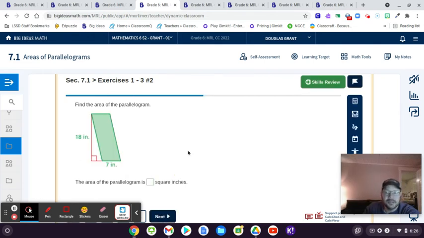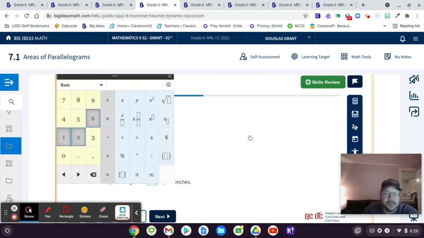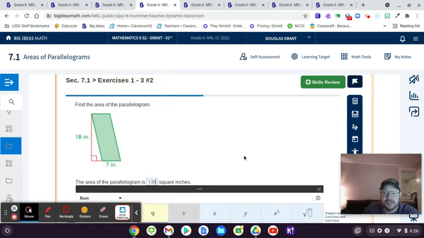Okay, so this one looks weird, but you use the same formula. It's the same as the other one. So find the area for this parallelogram. The base is 7 and the height is 18. So you do 7 times 18. Let me do that in my head. That's 70 plus 56, which is 126. I think it's 126 square inches. Hopefully that's what you got. There's no check answer on that one, but it's 126.